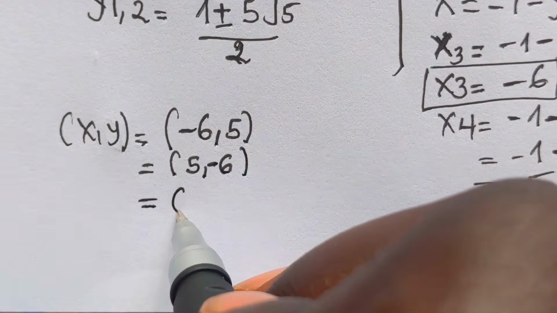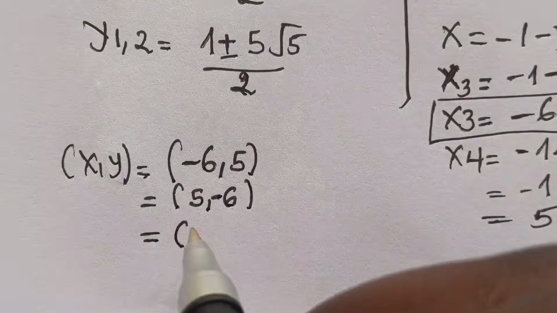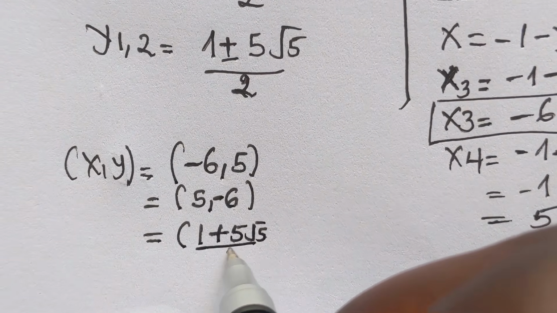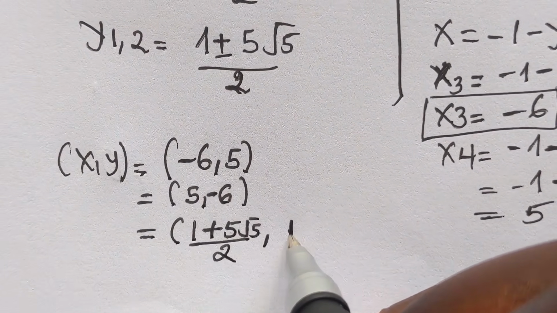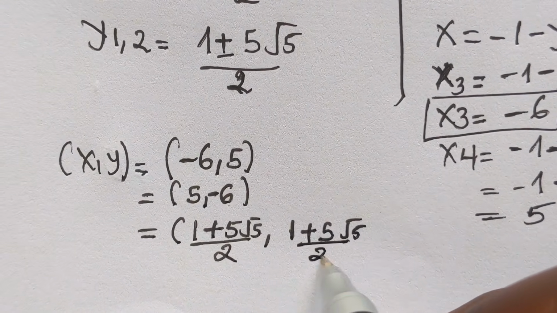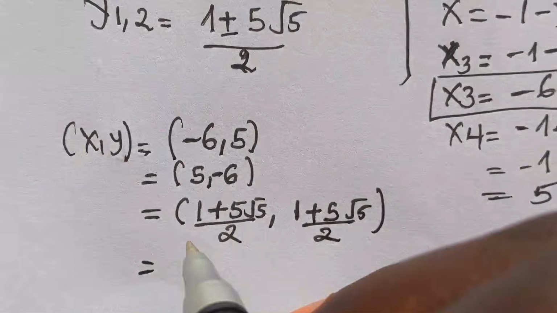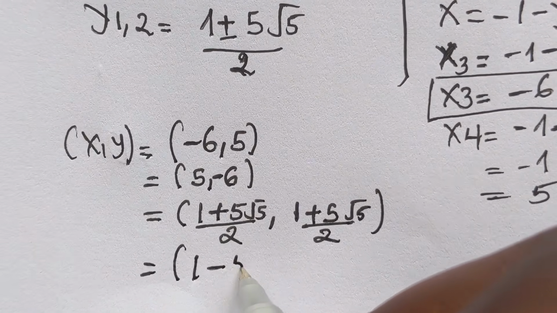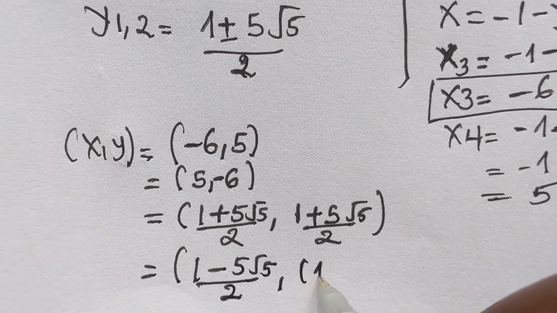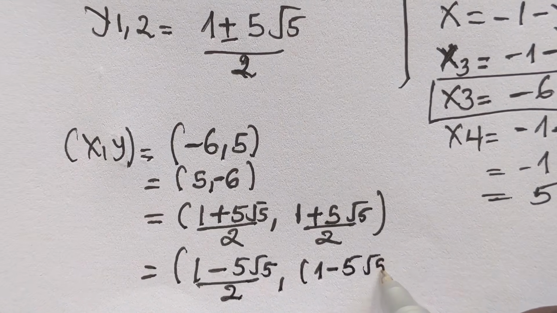And of course, for the other solutions, we have x equal to 1 plus 5 square root of 5 over 2, while y is equal to 1 plus 5 square root of 5 over 2. And the fourth one is x equal to 1 minus 5 square root of 5 over 2, while y is 1 minus 5 square root of 5 over 2.